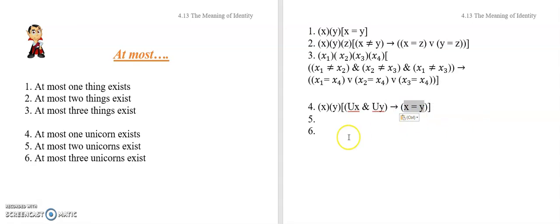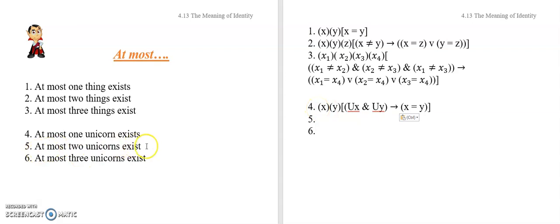And notice, of course, it's still consistent with there being absolutely none whatsoever. If you have a domain with no unicorns, an easy way to think about that might be the empty domain. Notice this antecedent here comes out false, which means the conditional is true, okay? So that's basically how we would say at most one unicorn exists.